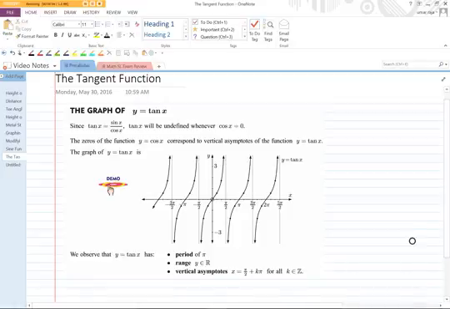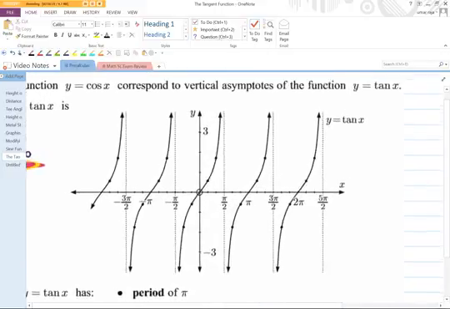Alright guys, so we've already seen how the sine and the cosine function looks. Now we're going to be looking at the third type of function in this chapter, and that's the one that's going to be about the tangent function. Now this is what the graph looks like for a tangent function.